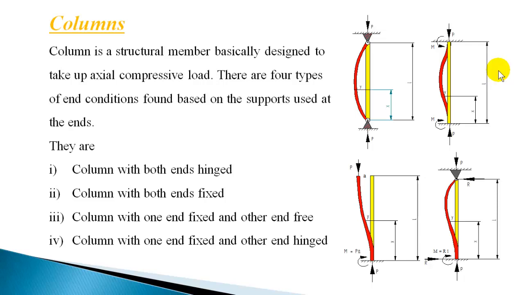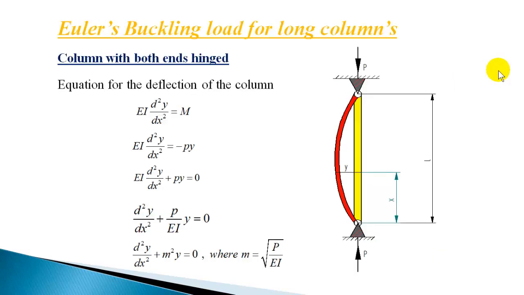Let us start with a column with both ends hinged and subjected to an axial compressive load. Now I have shown the buckling of the column sideways, and let us take a cross section. At a distance x I am taking a section, and this is the initial position before applying the load, and after the column buckles it takes a position like this. So at a distance x there is a lateral deflection, and this horizontal distance is y.